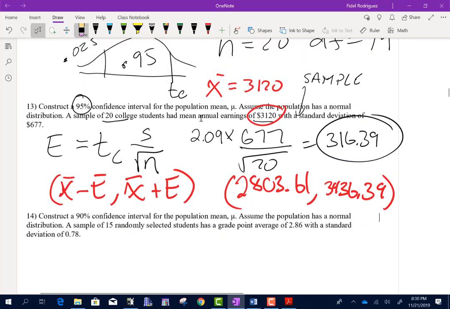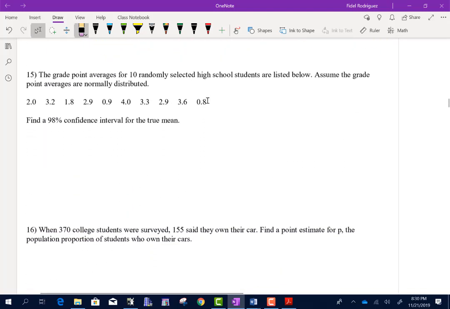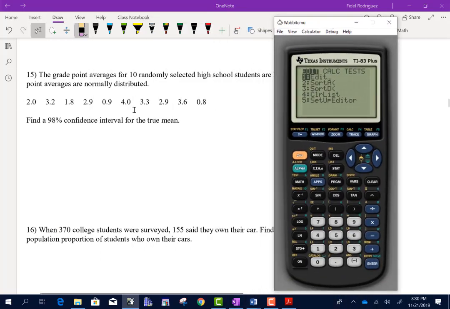Anything else on that same page? We're good on that page? What about the following page? 15. Okay, so let's do 15. I'm going to clear this out. First thing I'm going to do, I'm going to go to stat. Guys, in this problem, do you see how it gives us a table of values?